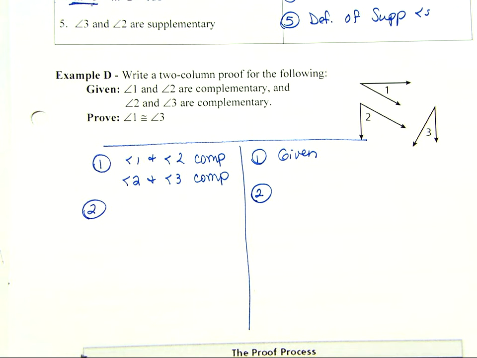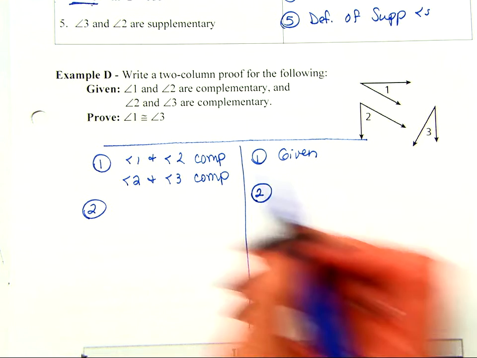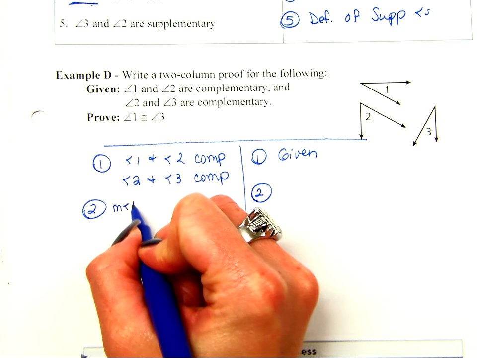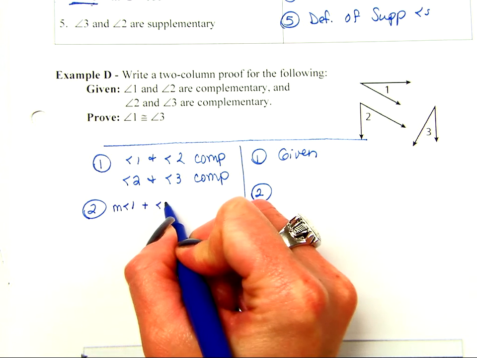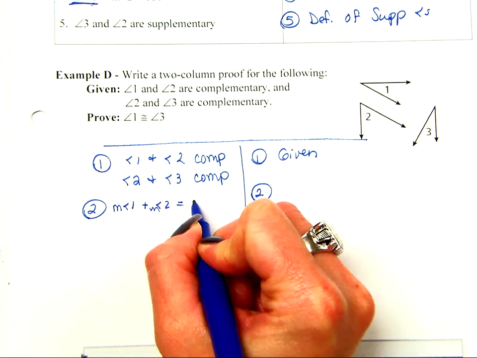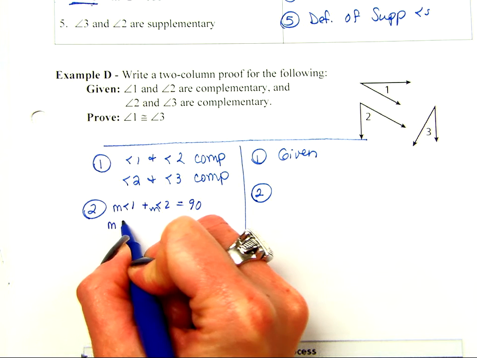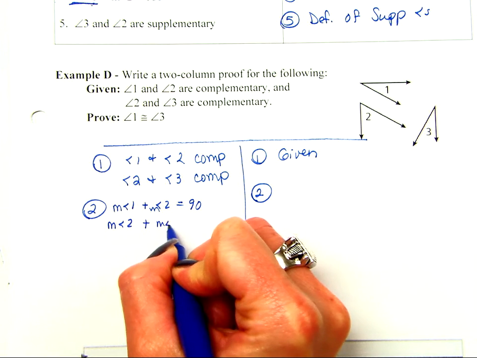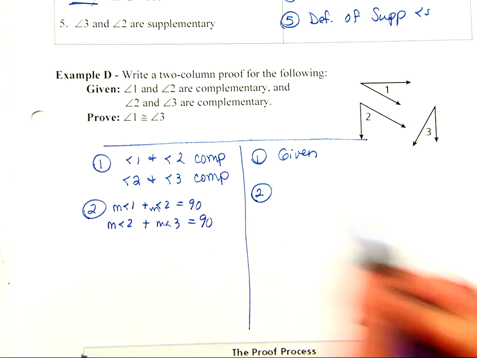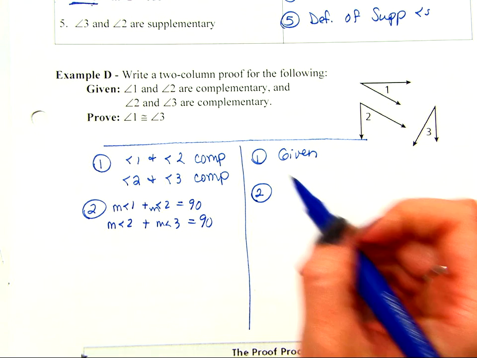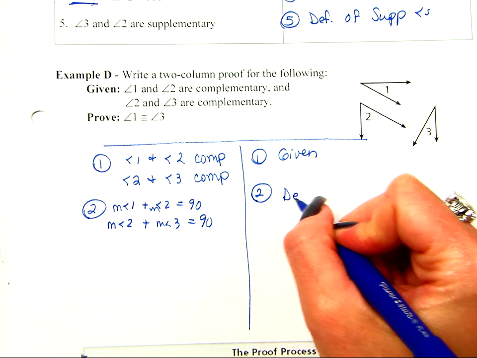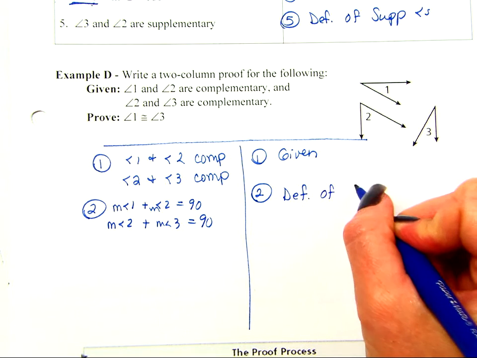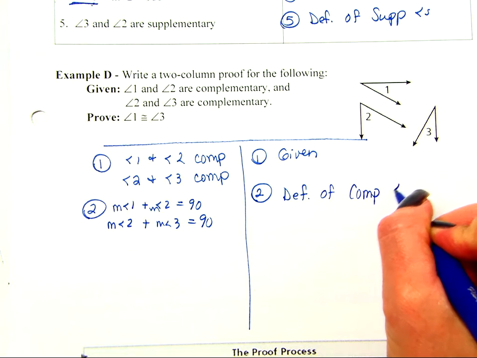Now I'm working off of my given. If it tells me that they're complementary, I know that means they add to 90. So that is what my statement 2 is going to say. The measure of angle 1 plus the measure of angle 2 should equal 90. Likewise, the measure of angle 2 plus the measure of angle 3 should equal 90. I can put those on the same line, and that is the definition of complementary angles.